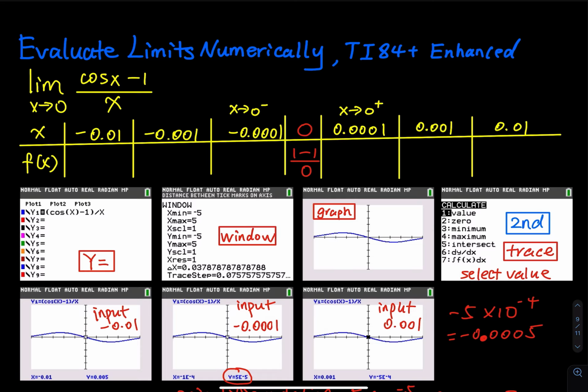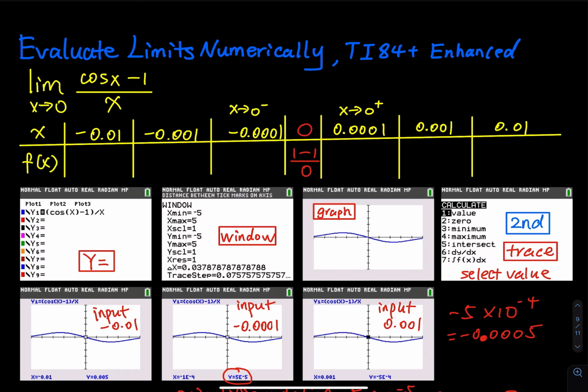To evaluate limits numerically, I will show you how to use a TI-84 Plus graphing calculator to do the function evaluation. Our first limit is x approaches 0. The function is (cosine of x minus 1) divided by x. If you plug in 0 for x, cosine of 0 is 1, minus 1, over 0. So that is 0 over 0.